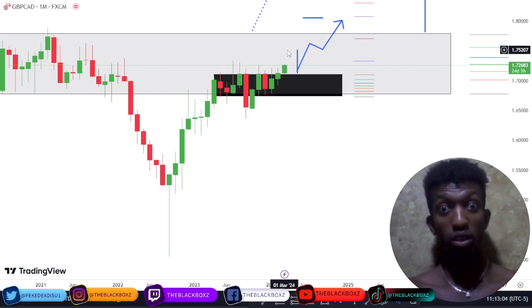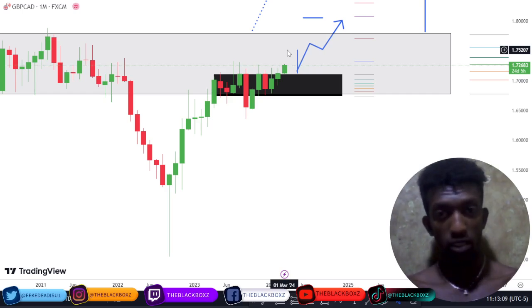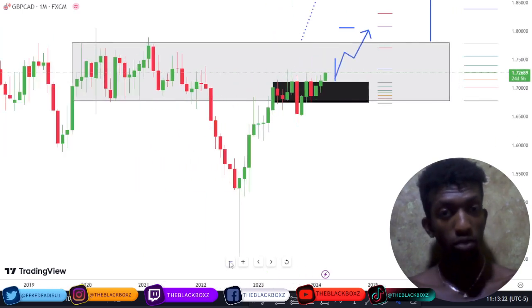What do you do there? You take partials, either half or 70%. Take the share out and let the other continue by trailing your stop up, right there. So this is a monthly scenario for the card.